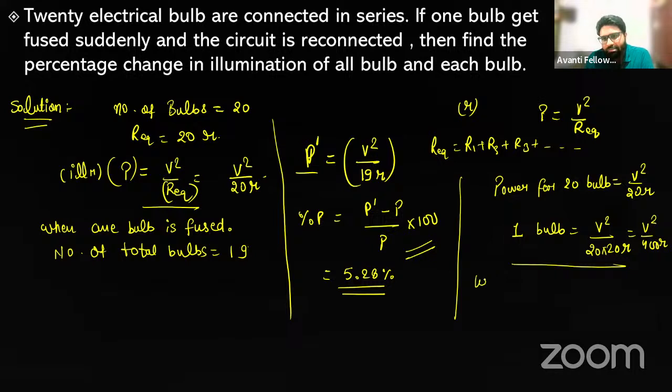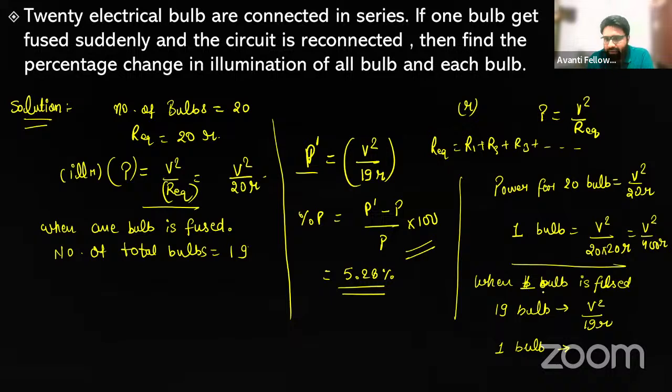So when one bulb is fused, the total number of bulbs is 19. And how much power do we get from 19 bulbs? V square upon 19R. So how much power will one bulb have now? The power generated or illuminated in one bulb is V square upon 19 into 19R, which is V square upon 361R.